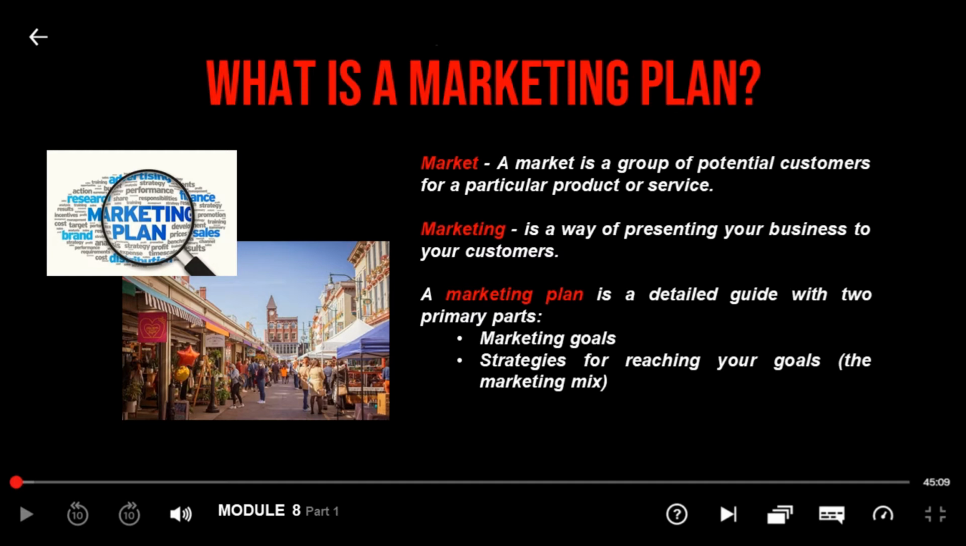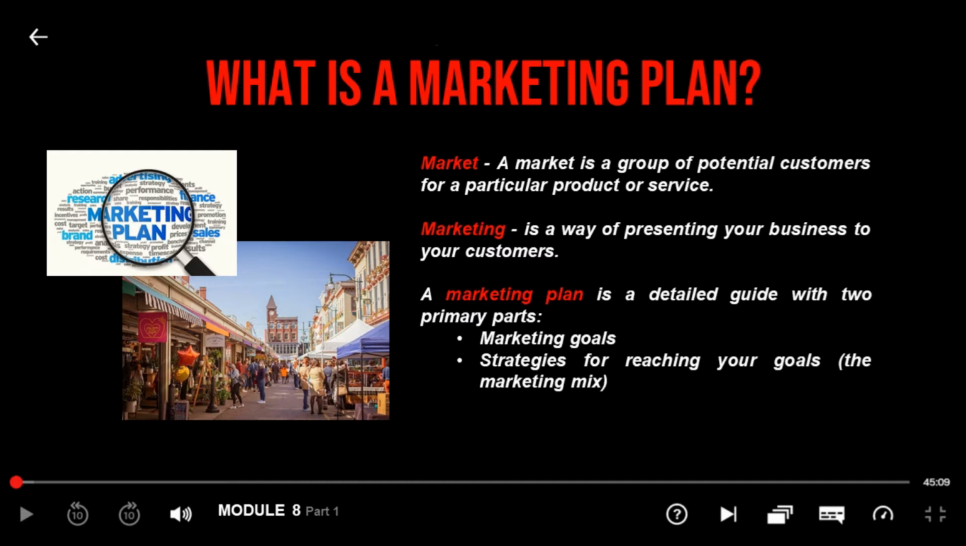It is a way of presenting their business to their customers. This is how every business promotes their business to their customers. They conduct advertisements and promotions for the product or service that they have. So, the reason why a business has marketing is to help customers understand the value of the product and service they offer. In order for the business to succeed, they need to conduct a marketing plan.